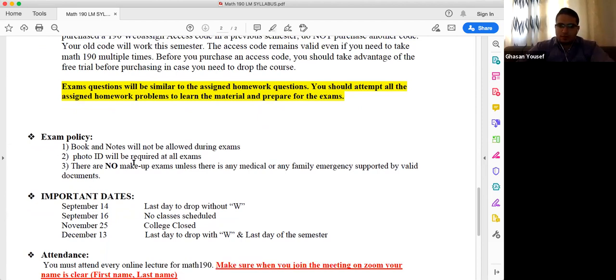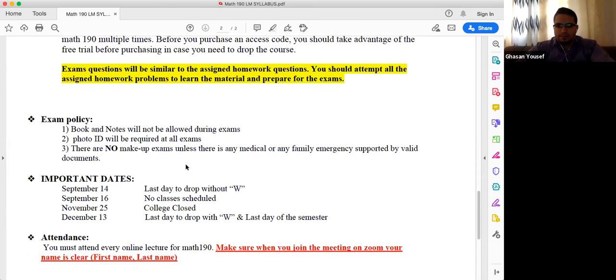Exam policy. The book and the notes will not be allowed during the exam. No books, no notes. If you have other books close to college algebra, you're not allowed to open them at all during the exam. Clear? Second, a photo ID will be required at all exams. For example, I may ask any student for a photo ID, like a driver's license or CCNY ID, to make sure you are the right student taking the exam.